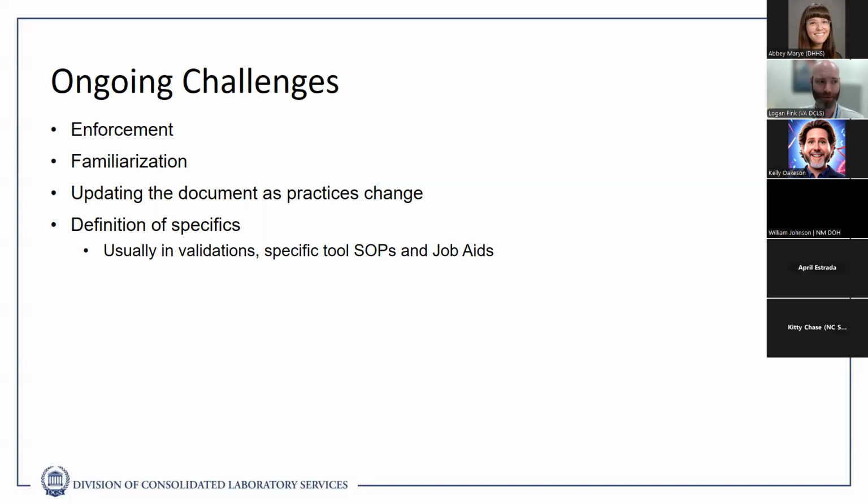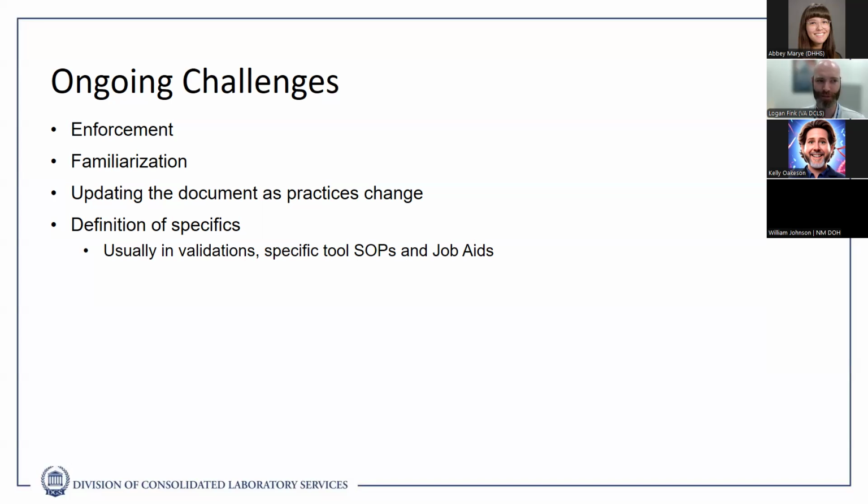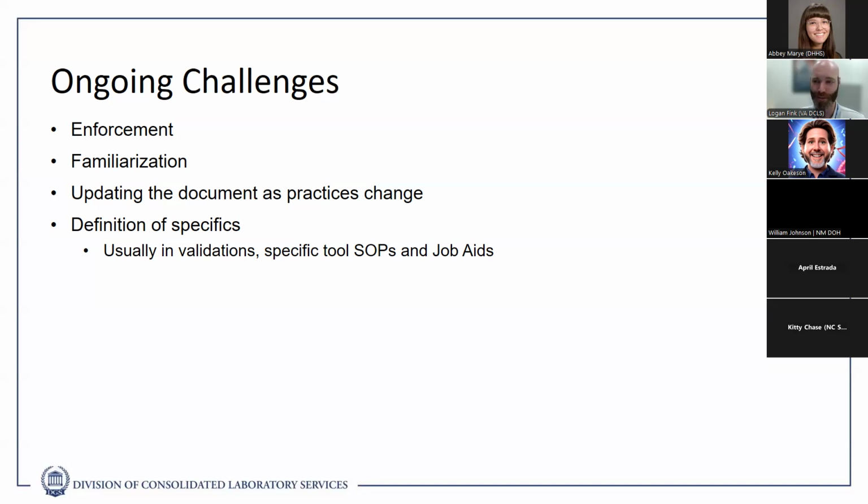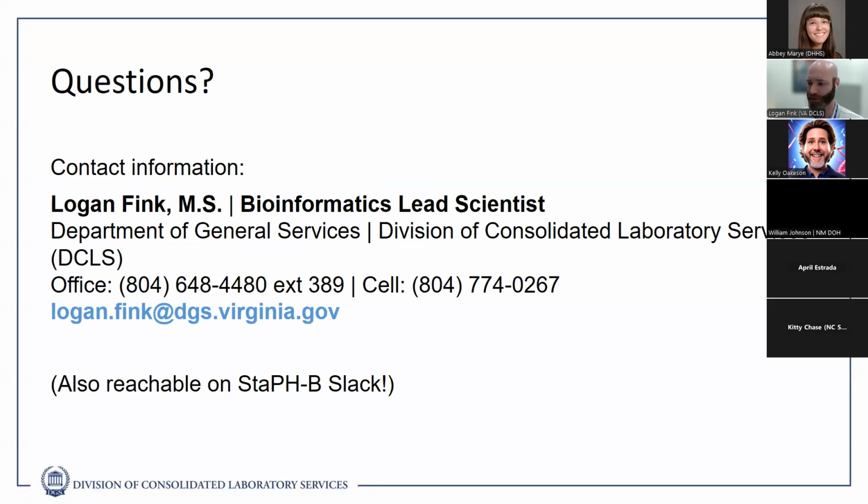And then for the definition of specifics, like I said, we tried not to get super specific with this particular document. Those kinds of details are going to be more useful to have in the specific SOPs and the specific job aids that are developed for the particular tools they're corresponding to. So those are some of the ongoing challenges that I see, and some of the things we're working through. And I think that's it. So we've got a little bit of time now for questions.